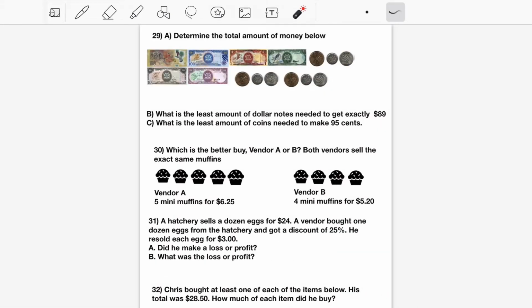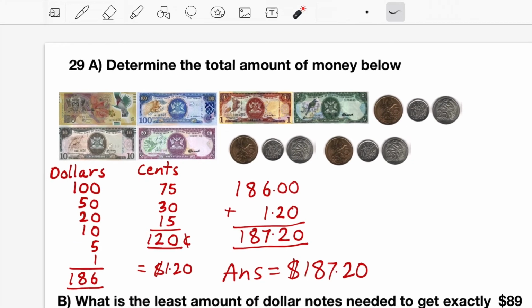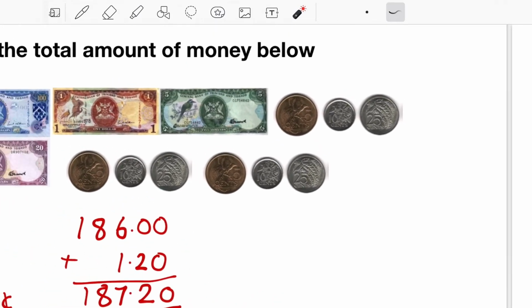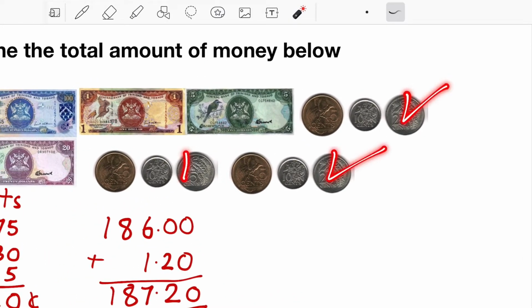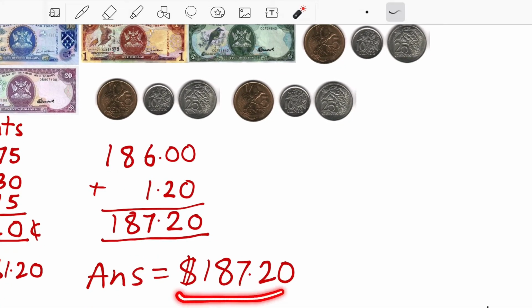So now we have some money questions. Determine the total amount of money. So here we have 150, 170, 180, 185, 186. So we have that. The coins, we have 25, 50, 75, 85, 95, 100, 110, 120. So $186 plus 120 cents. 120 cents is equal to $1.20. We'll get a total of $187.20.